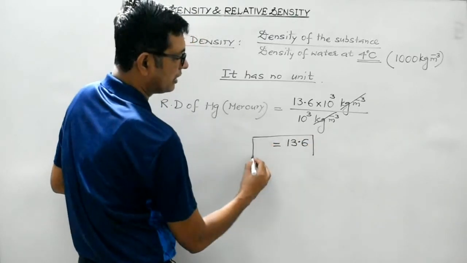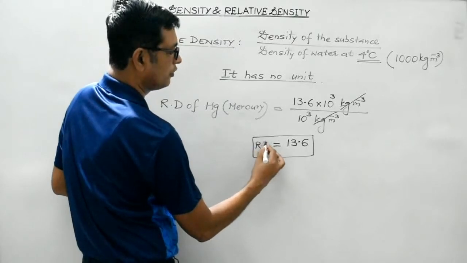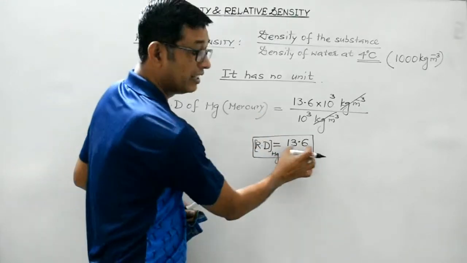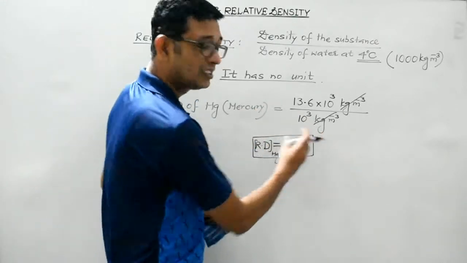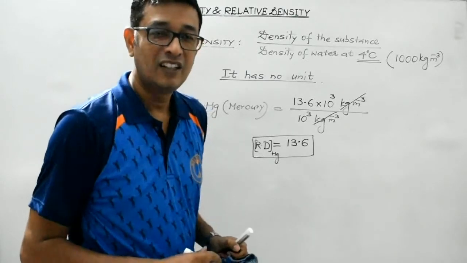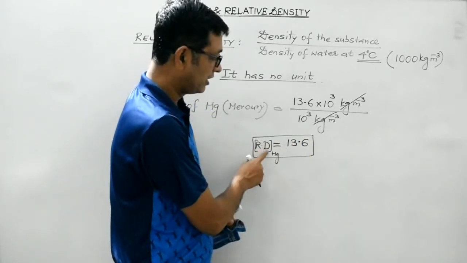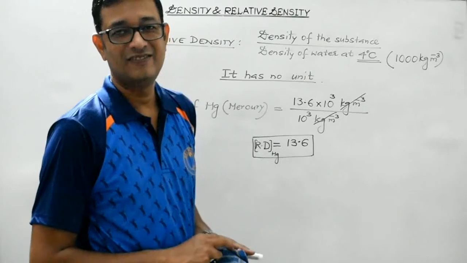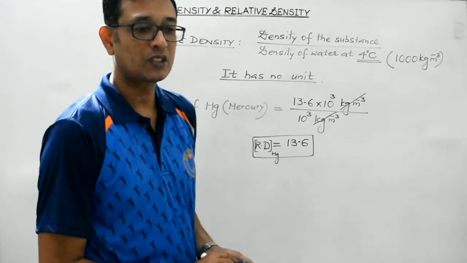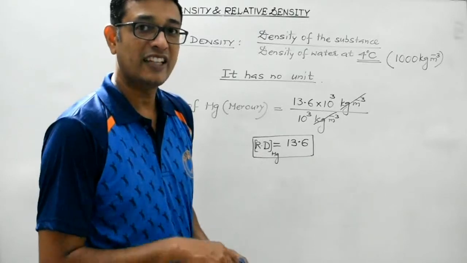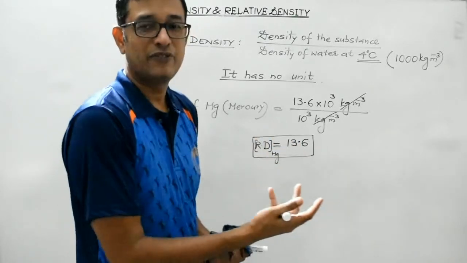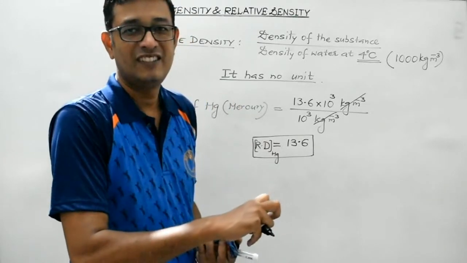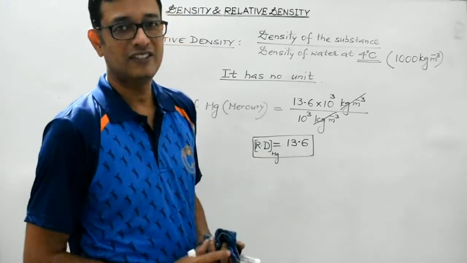This is the relative density of mercury. So it has no unit. So how do you theoretically interpret this result? It means that the density of mercury is 13.6 times the density of water. Clear, students? If a substance has a density greater than that of water, it is said to be heavier, while if the density of a substance is less than that of water, then it is said to be lighter, with respect to water.